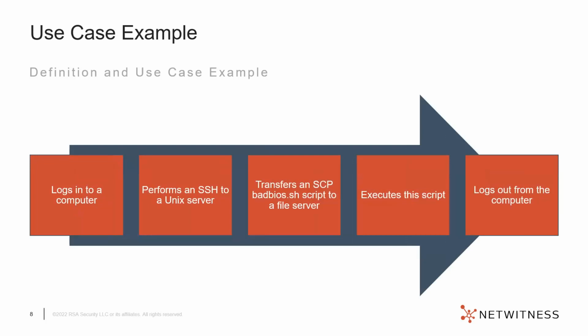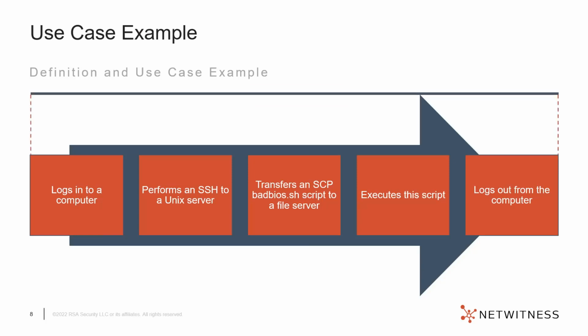Let's now say that I want to detect a specific complex event using ESA. What I want to detect is that, and this is the complex event, if a user logs into a computer, SSHs to a Unix server, then this user transfers via SCP a badbytes.sh, for example. So he transfers via SCP a bad script to a file server, executes the script, and finally logs out from the computer. ESA helps me detect such complex events even if it occurred within a period of a day, a week, or even 10 minutes.